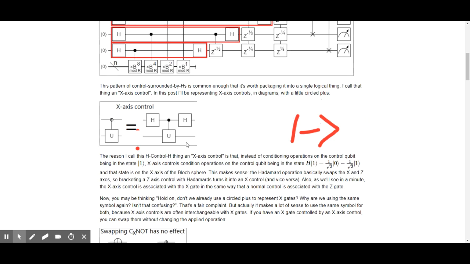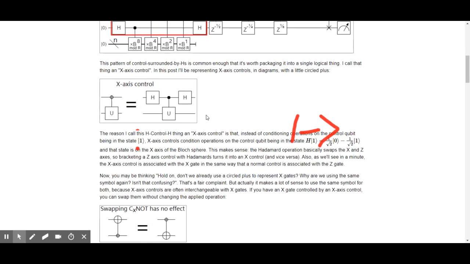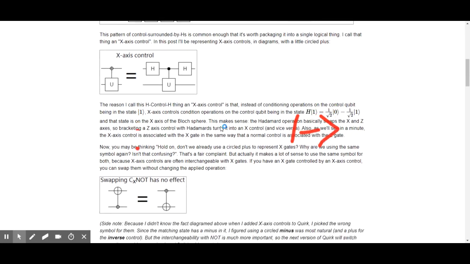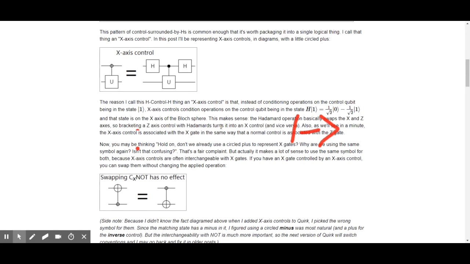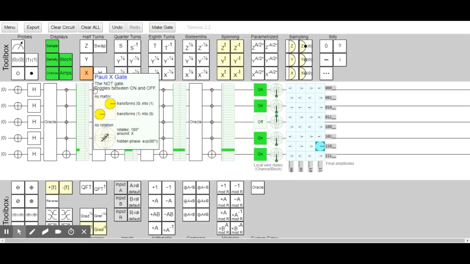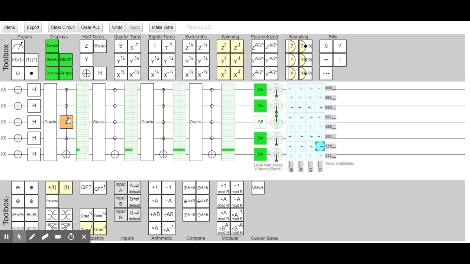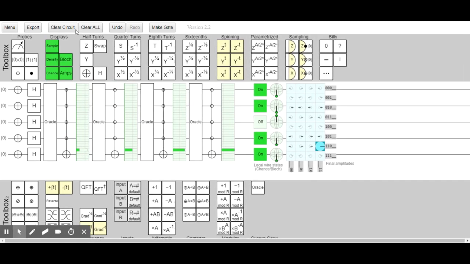I call this an x-axis control. In this post, I'll be representing x-axis control. You see, that's really curious because this is really the first place where I see that construct, which definitely makes the circuit design easier, but I'm not so sure if it makes the understanding complicated or not.